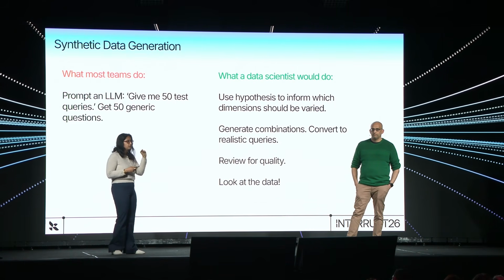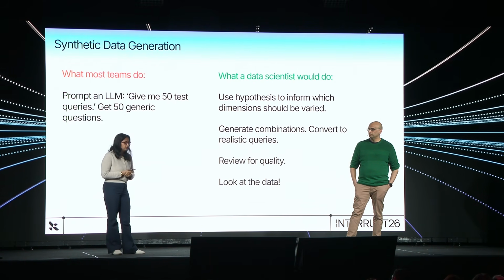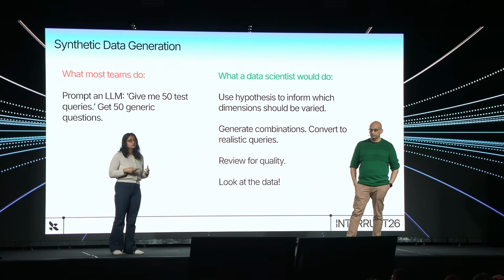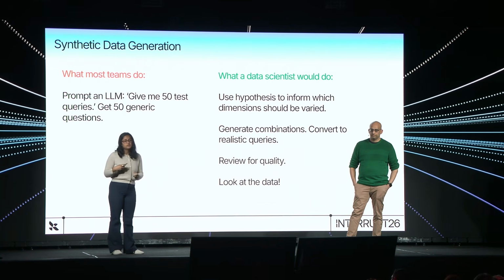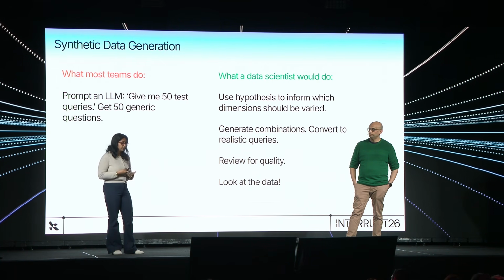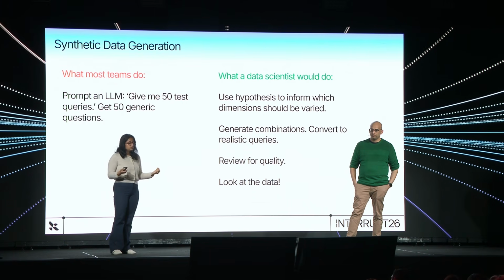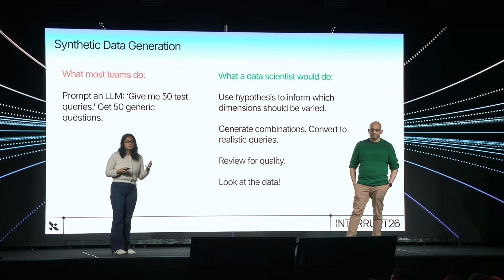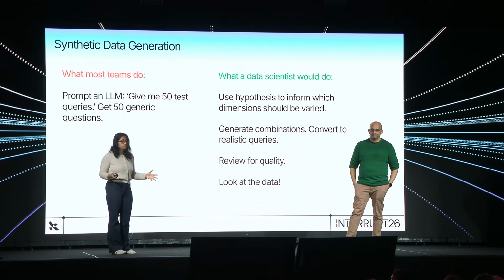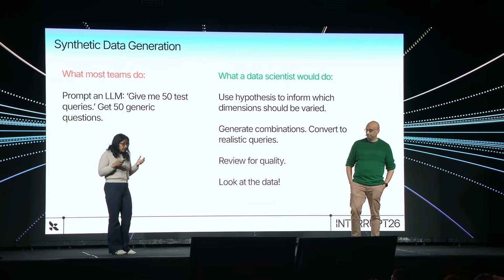OK, maybe that's not good. So how might we think like a data scientist to improve this process? We might think about ways in which we want to systematically generate the synthetic data and use LLMs for very small parts of the data generation process. So hypothesize which dimensions vary in the data that users bring into the system, generate combinations of this data, review all your synthetic data for quality, make sure there's good diversity, look at the data again.